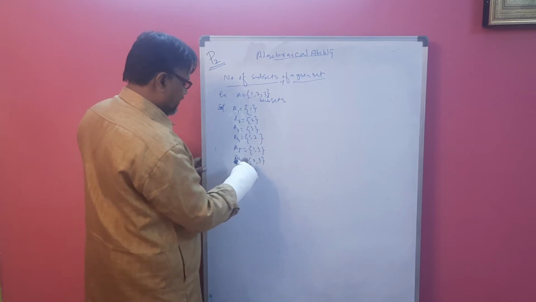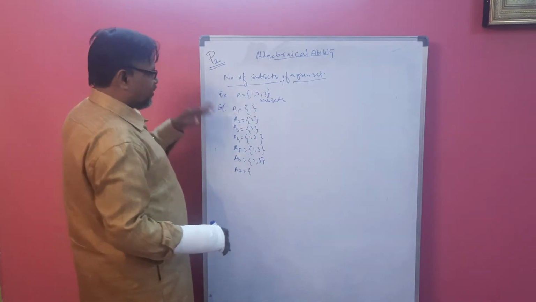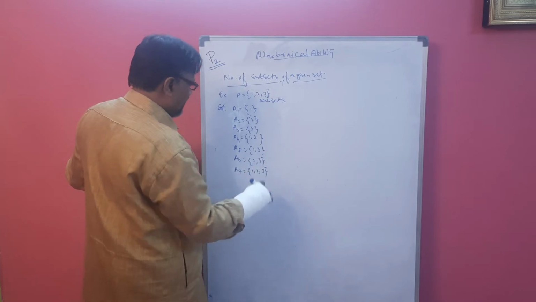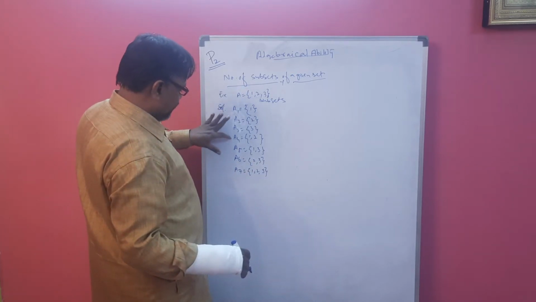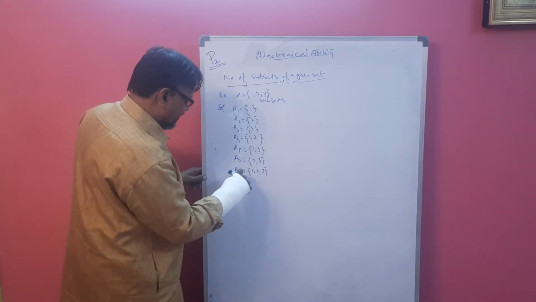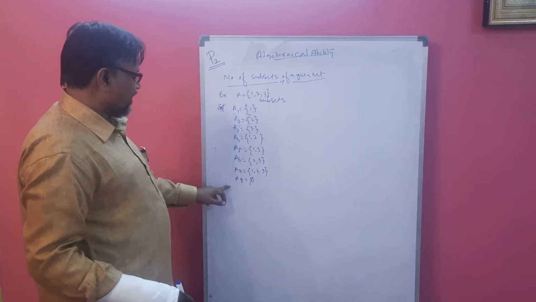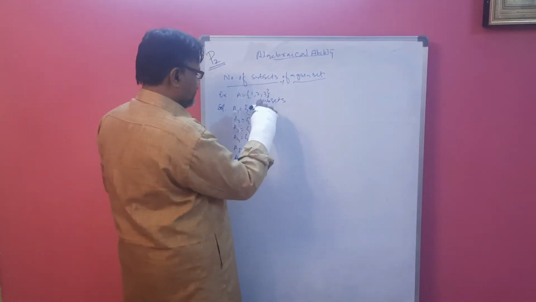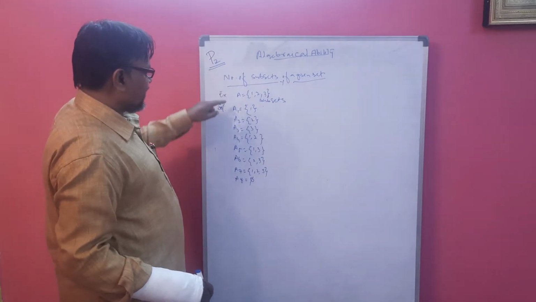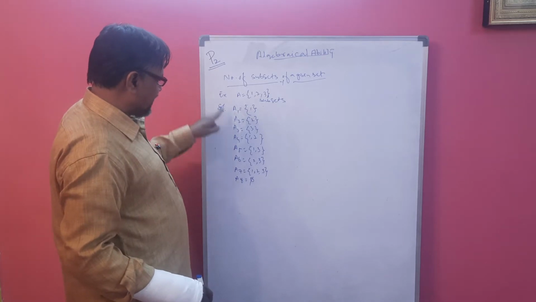A7 is the combination of 1, 2, 3. Now we have to take 3 numbers, 1, 2, 3. How many are there? 1, 2, 3, 4, 5, 6, 7. What is the eighth one? The eighth one is nothing but the null set. So like that we are getting 8. All these are called subsets of A. A has 3 elements, and the number of subsets we are getting is 8.